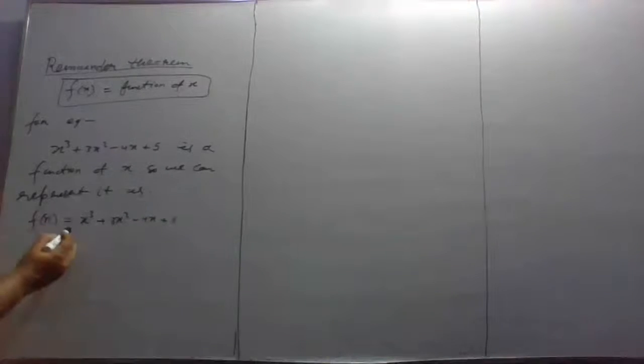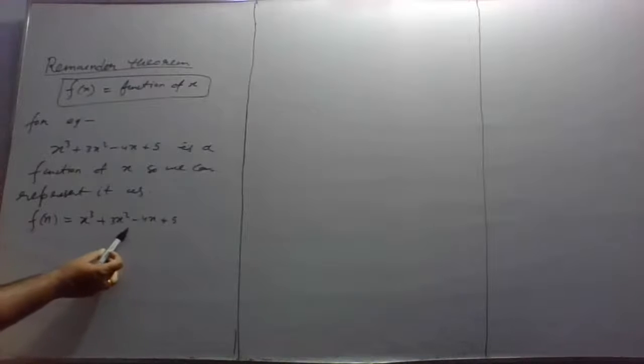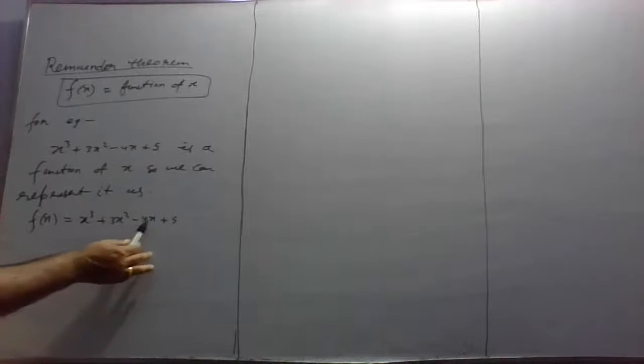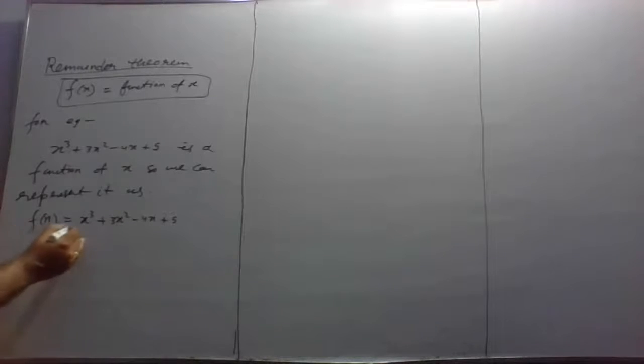Okay, it means f is a function of x. We read it as f(x) equals x cube plus 3x square minus 4x plus 5, or we read it as f is a function of x such that x cube plus 3x square minus 4x plus 5. F is in terms of x. It means that f is in terms of x only.